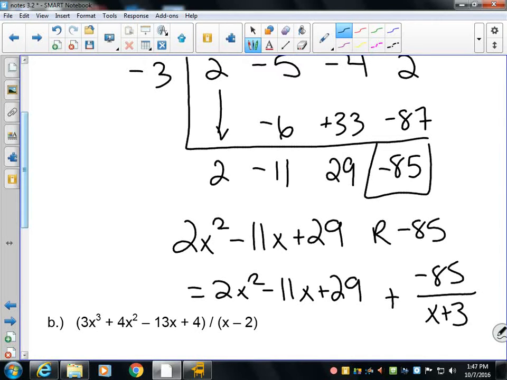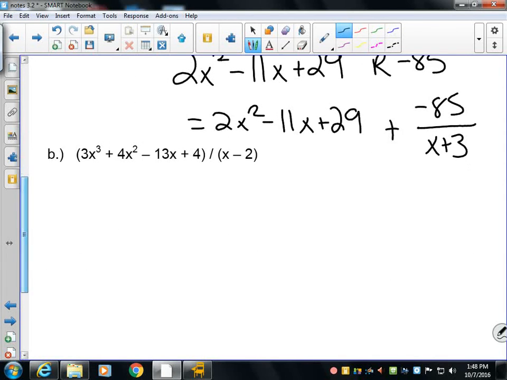I did this one, the one we just finished finding, times by this one out front. So negative 3 times negative 11 gives us a positive 33. Then we add, and then 29 times negative 3 gives us the negative 87. Okay? Synthetic division goes a lot smoother, right?